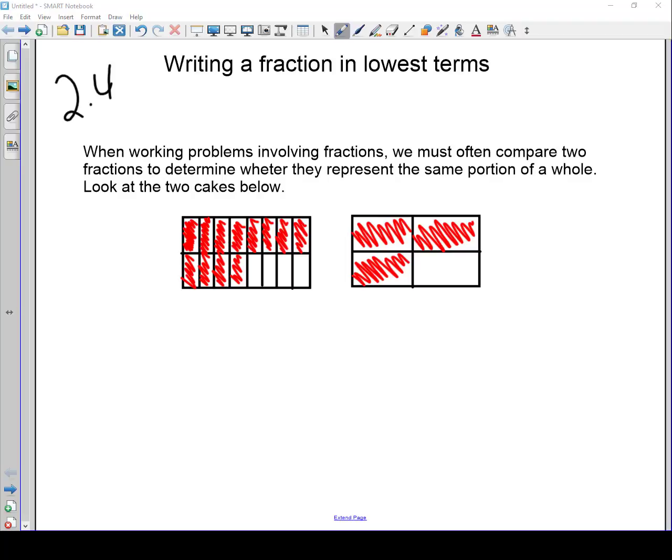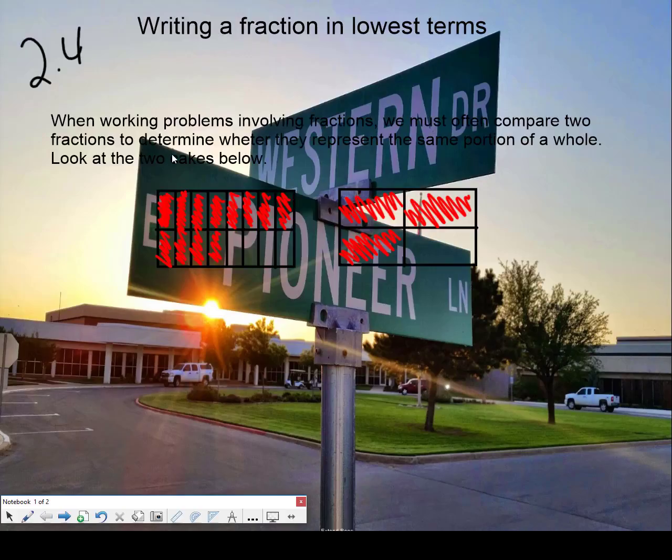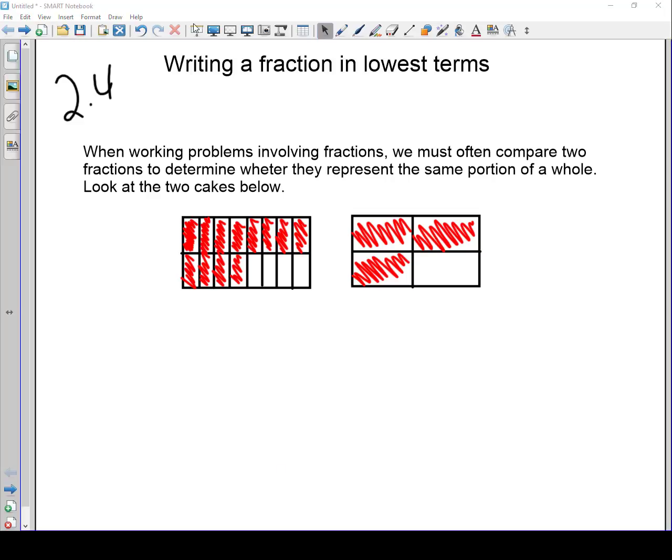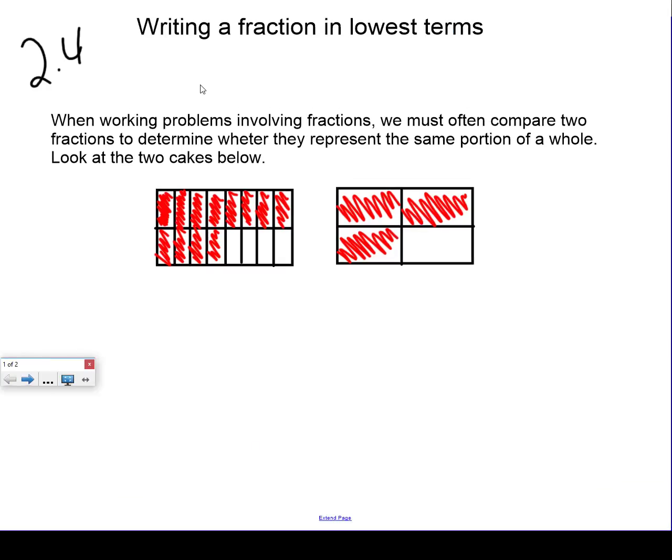This is section 2.4. We're going to talk about writing fractions in lowest terms. We talked about prime factorization and factors in a previous section, and so we are building on that. If you didn't watch that video and you don't understand that very well, you need to make sure you start there. All right, so let's look at the example we have on the screen here.